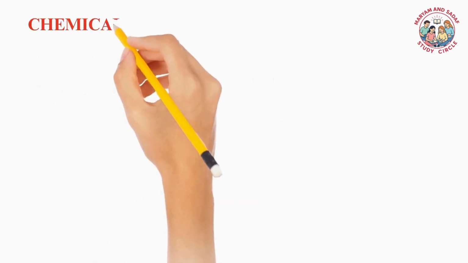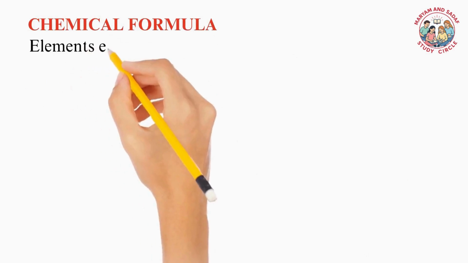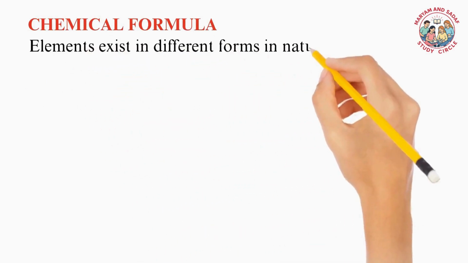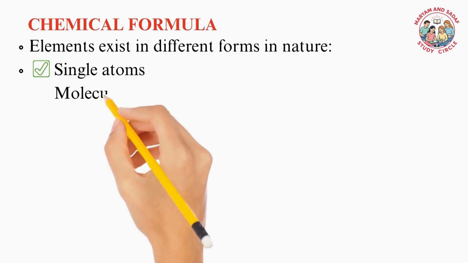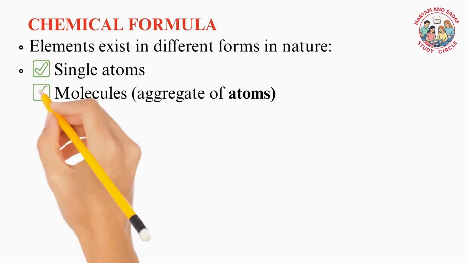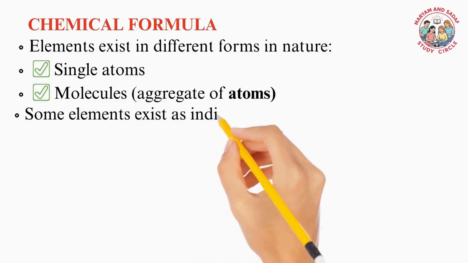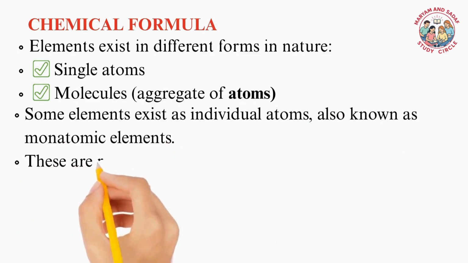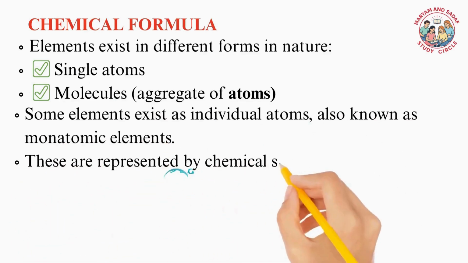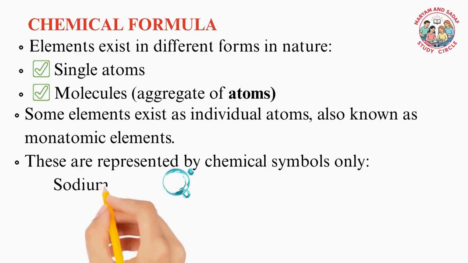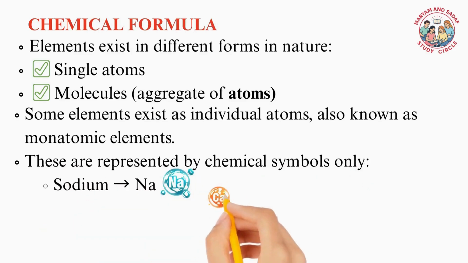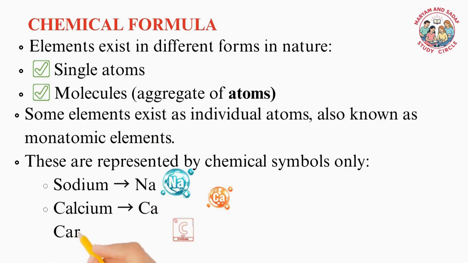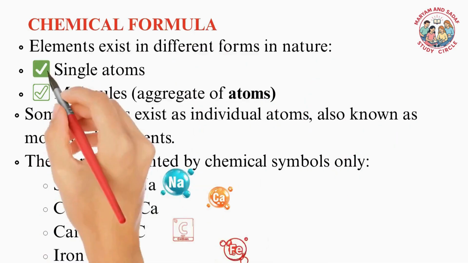Chemical formula. Elements exist in different forms in nature: single atoms, and molecules, which are aggregates of atoms. Some elements exist as individual atoms, also known as monatomic elements. These are represented by chemical symbols only. Sodium has symbol Na. Calcium has symbol Ca. Carbon has symbol C. Iron has symbol Fe.